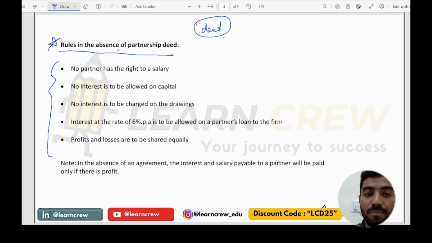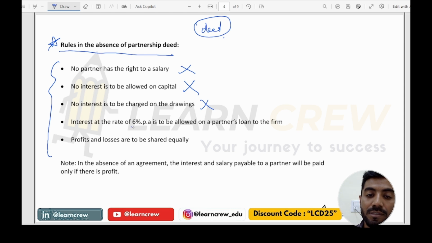Rules in the absence of partnership deed. That is, no partner has a right to salary. So when the deed is not there, a partner cannot withdraw any salary. No interest is to be allowed on capital. For whatever capital contribution they have made, no interest is to be provided to the partners. No interest is to be charged on the drawings, on how much the partners have withdrawn in money. On that also, there is no interest that can be charged by the partnership firm.